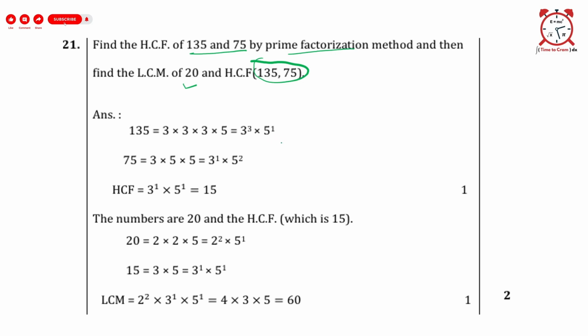Go through it properly. First find the factorization of the given numbers, find their HCF, then your HCF is 15 here. Now you have to take the given number 20 and your obtained HCF, which is 15 here. Again you have to factorize both numbers and then find their LCM as 60. This is your second answer. So in that way we have to solve the HCF and LCM question appropriately.